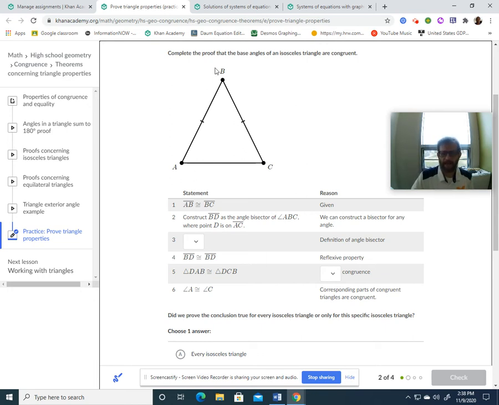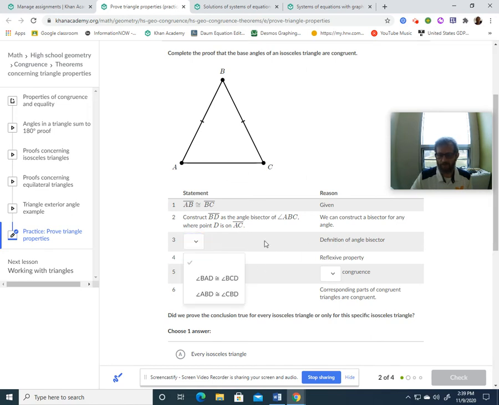Okay, so complete the proof that we're given. AB is congruent to BC. Construct BD as an angle bisector of ABC. So you're going to have some line coming right down the middle. All right. So definition of angle bisector means it cuts an angle in half. So ABD and CBD would be the same angle. Then triangle DAB and DCB are congruent by which thing?